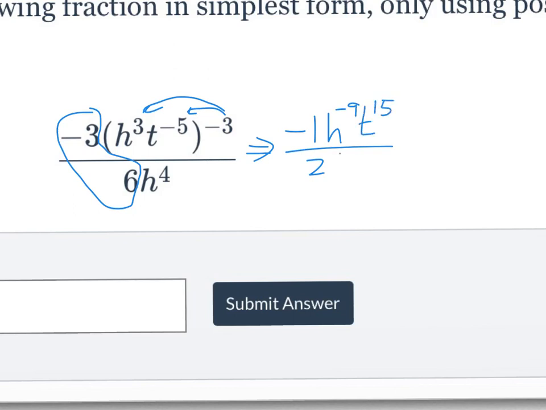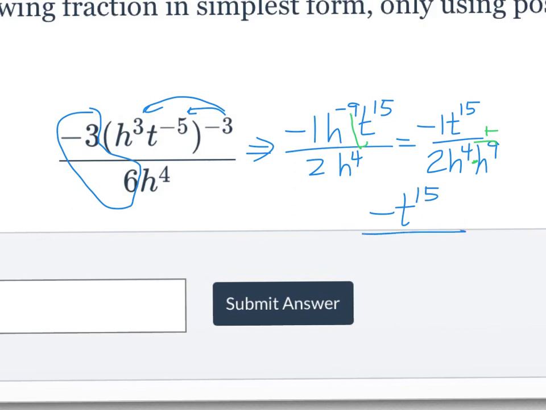On the bottom, you have h to the 4th. Again, negative exponent, you want to make it positive, therefore it has to move down. So I have -1 t to the 15th over 2 h to the 4th, now h to the positive 9th. When you multiply, remember you add exponents here. So again, they probably don't want that 1, so you'll put -t to the 15th all over 2 h to the 13th now.